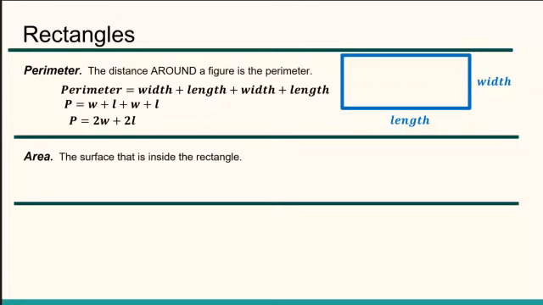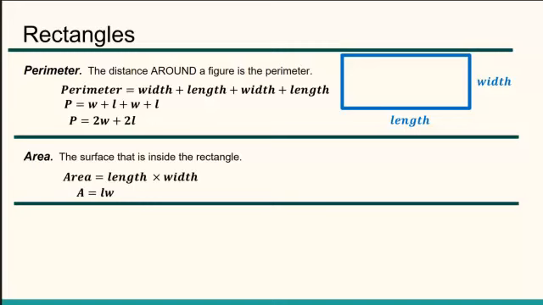That's okay too. Now the area, that's the surface that's inside the rectangle. Say you wanted to carpet that rectangle or you wanted to paint it. It is that surface that you would need to paint. The area equals the length times the width. And of course, I don't want to write all that. I'm lazy. Capital A equals L times W.